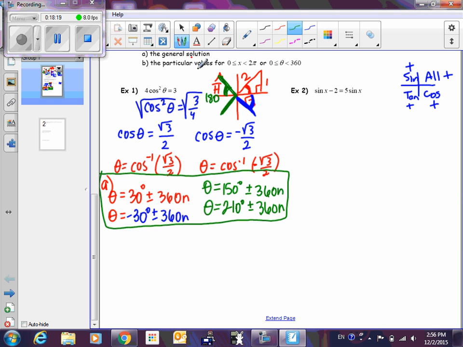So then to do the next part, find the particular values, 0 to 2 pi or 0 to 360. So this is part B. We got to look at all these. What's the smallest positive answer?